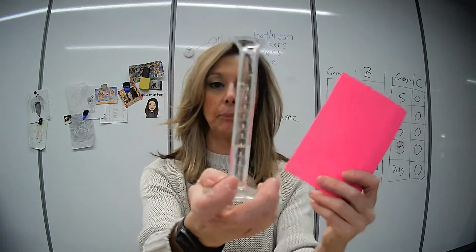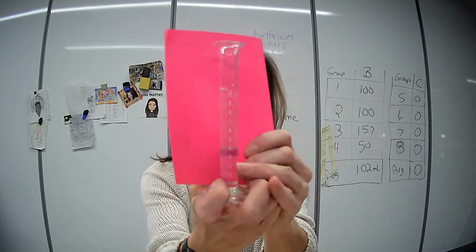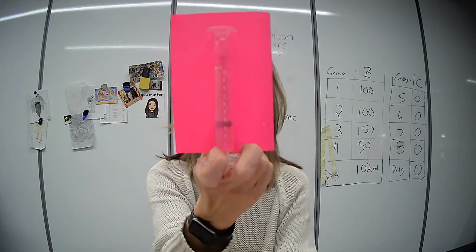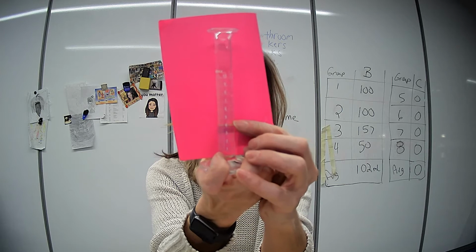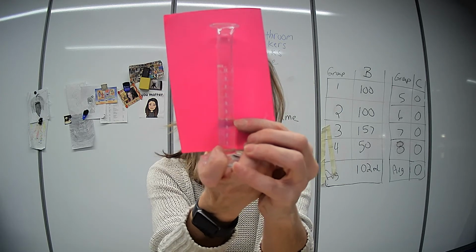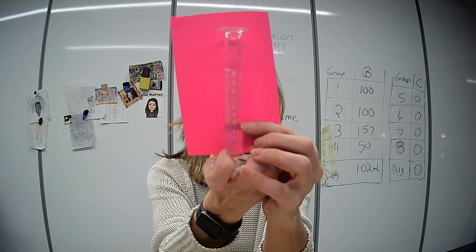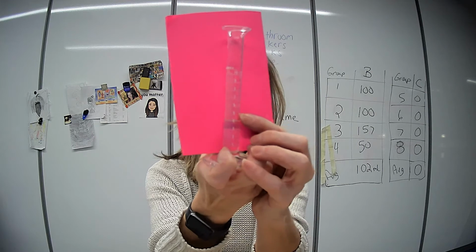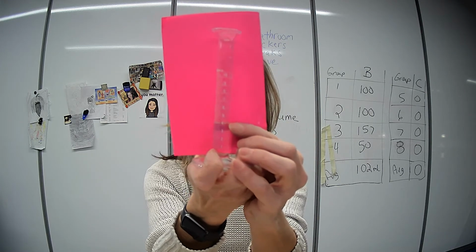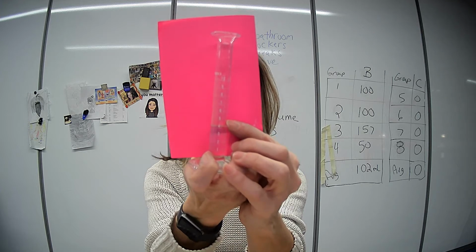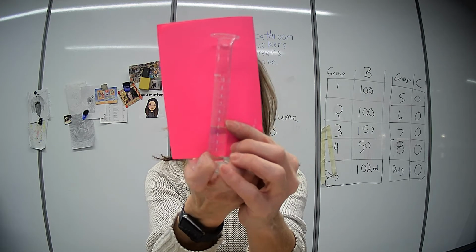So now with this one, because the numbers are smaller, it's a little bit more difficult to see. Every line in between is 0.2. So you can see my water level is at 4, and there is the 5. So every little line in between is 0.2: 0.2, 0.4, 0.6, 0.8, and then 1.0.